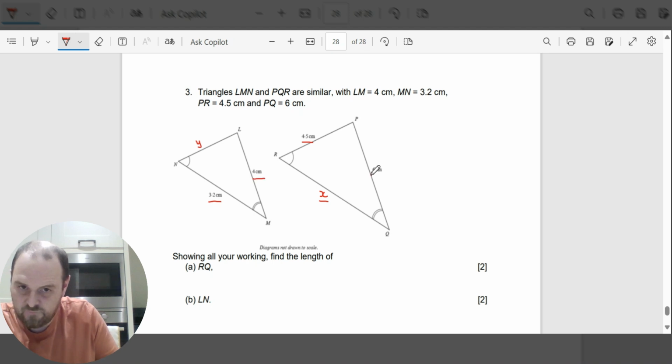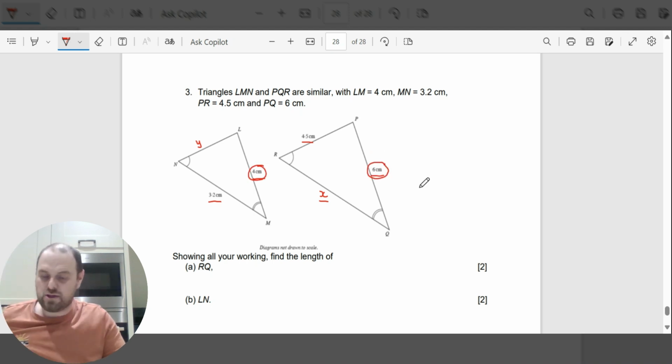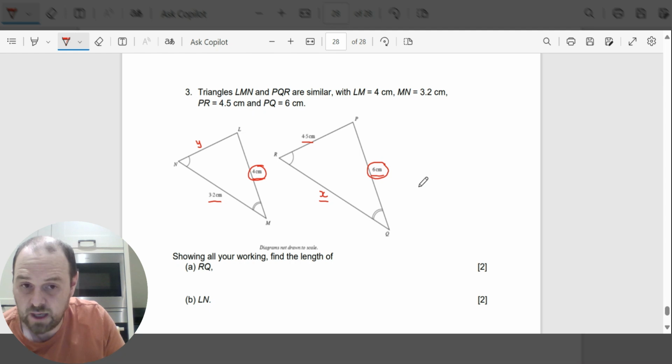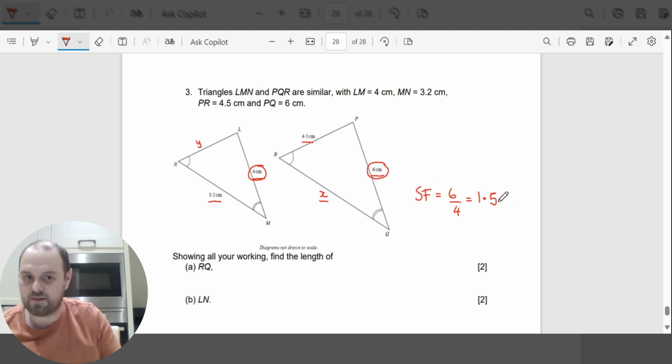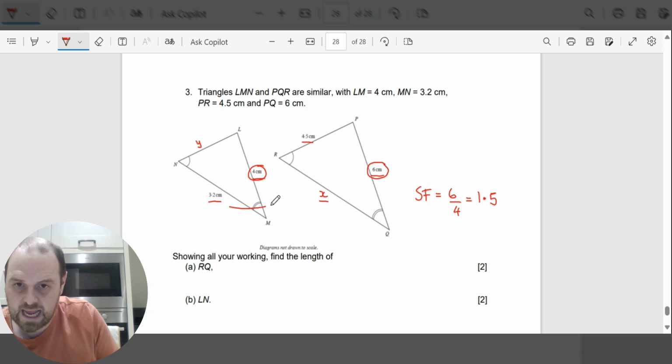However, 4 and 6, I know them. They're a matching pair that I know. So it allows us to get a scale factor, 6 divided by 4, into your calculator. Normally in calculator papers, okay? 1.5. Therefore, to get X, I would need to take that number and times it by 1.5. And that's what I'm doing here.